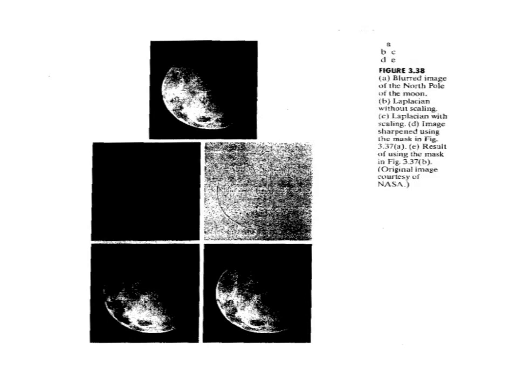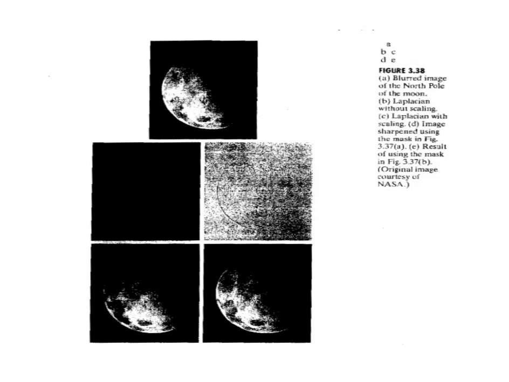This figure shows a slightly blurred image of the north pole of the moon, and figure B shows the result of filtering this image with the Laplacian mask in figure A. The dark regions of this image are black because the Laplacian contains both positive and negative values, and all the negative values are clipped at 0 by the display.